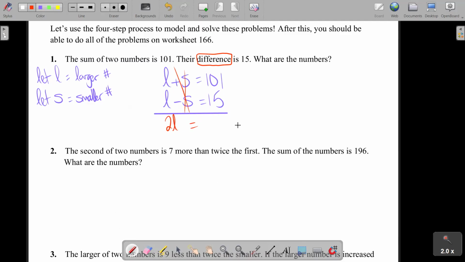Cross out your S's. And what's 101 plus 15? 116. Okay. And then how do we solve that? Divide by 2, giving us L equals half of 116, which is 58.